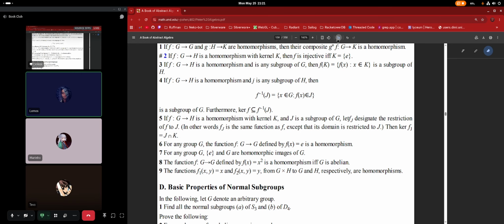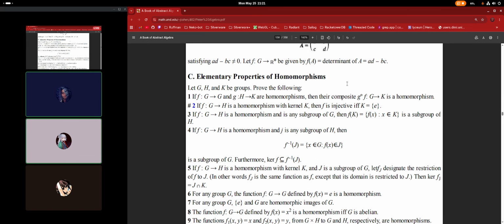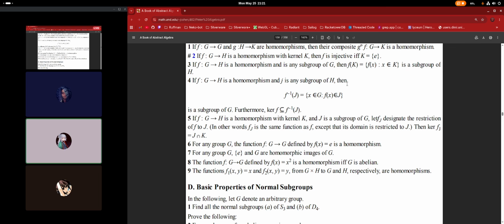Let's actually continue. So any more exercises in C? Nine is also kind of interesting, but not as much as 8. So you have these functions on pairs. Okay, so this is first and this is second.